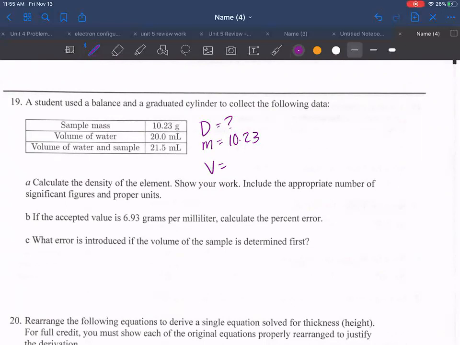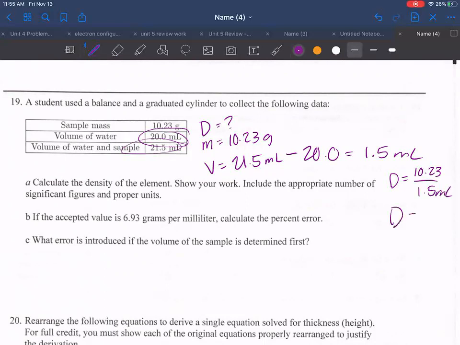Exactly. We did the method of water displacement, so you have to take the volume of the water with the sample, subtract the volume of just water initially, and so the volume of your sample is actually 1.5 mL. And so if you calculate your density, which would be 10.23 divided by 1.5 mL, your density is equal to 6.8 grams per milliliter.